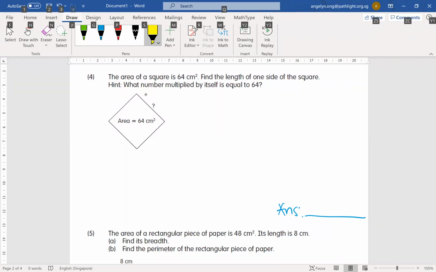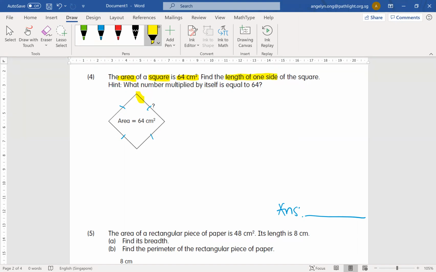Okay, let's turn to the next page. Page 122, question 4. Question 4 says that the area of this square is 64 square centimeters. So this is a square. Gonna mark out all four sides as equal. This is a square with an area of 64 square centimeters. And they say that we need to find the length of one side.